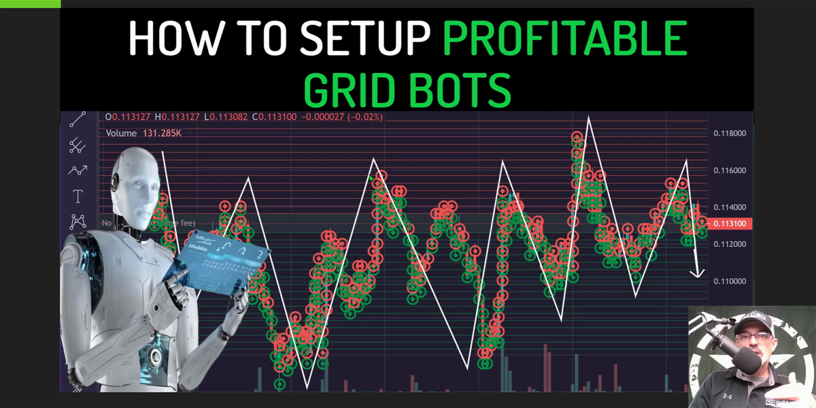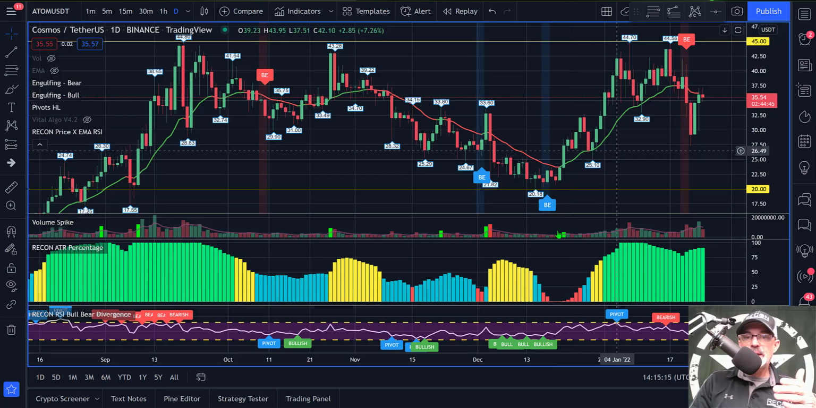And if we jump back over here to how a grid bot actually operates, those larger candles are going to produce more buy and sell opportunities, and thus, in theory, more profit. So you're looking for those big daily candles so you can get more buy and sell opportunities, thus producing more profit.